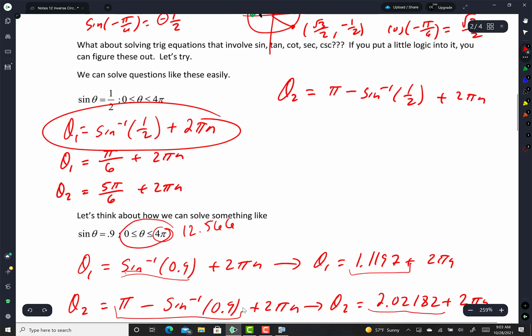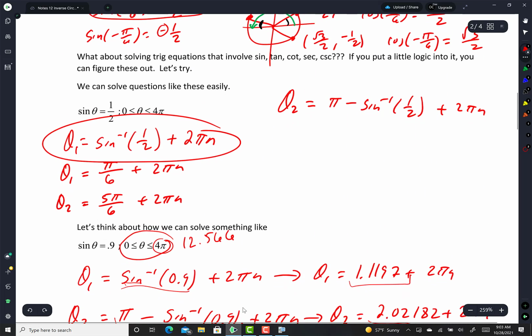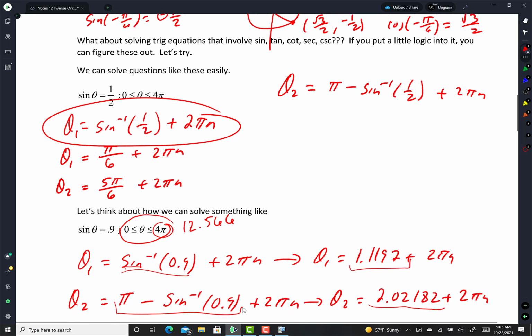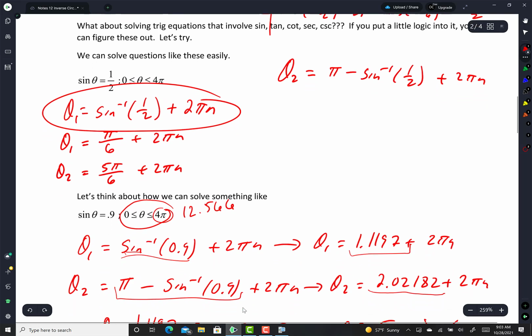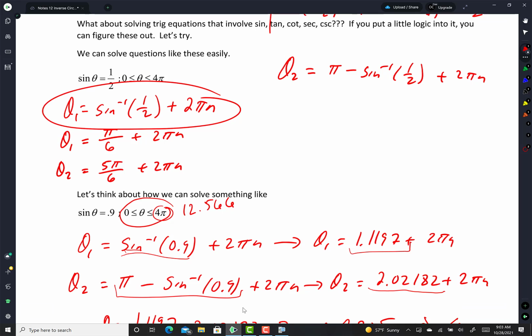Just like I did this top one here. Now, in case you're wondering, guys, can I use this formula and will it always work? It will always work, even if something is in quadrant 3. If something's in quadrant 3, the calculator will give you an answer in quadrant 4, and then minus a negative, it's going to be in quadrant 3.